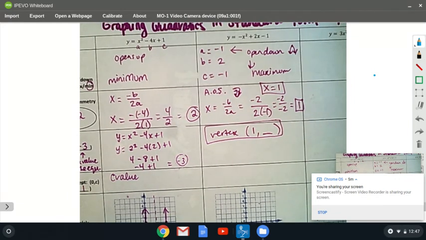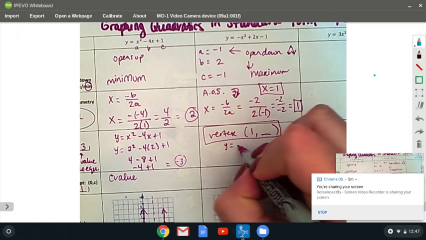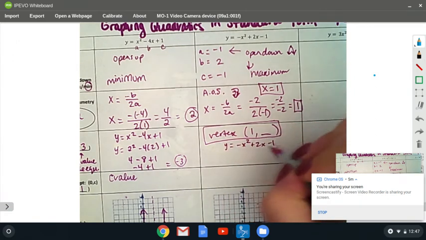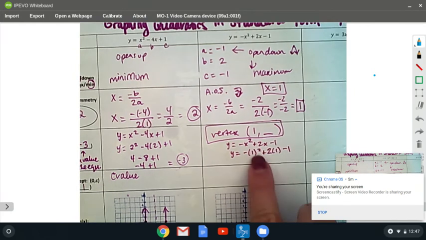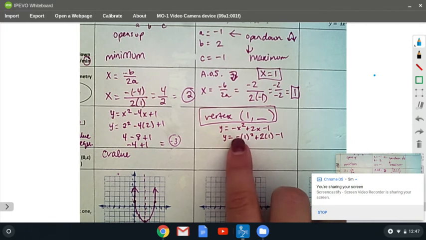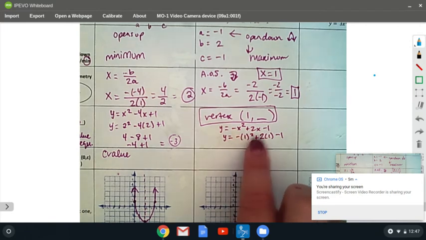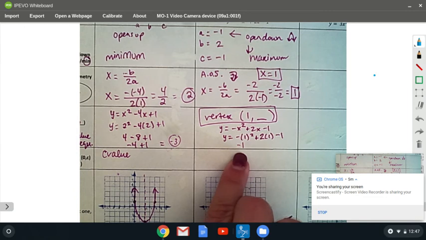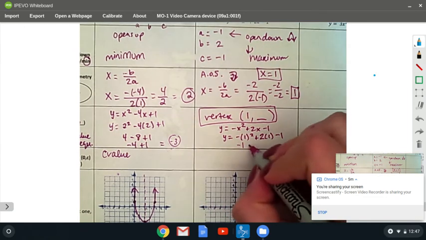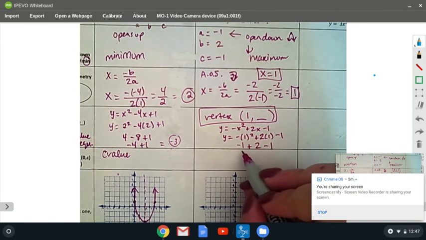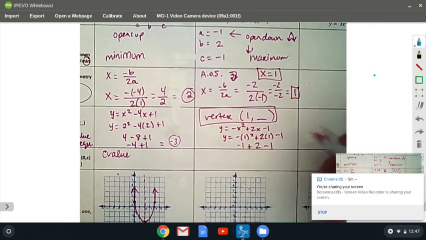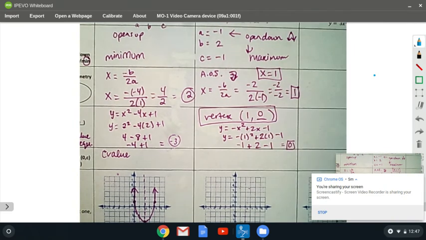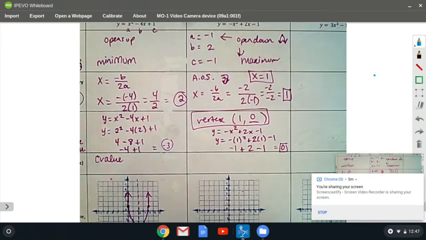In order to find the y value, I've got to plug this 1 into the equation. So this is the equation. I'm going to plug in a 1 for x. Notice that I put parentheses around that 1. That's because this negative is out front. That's not what's being squared. Okay, so 1 squared is 1, but then you have to put that negative in front of it. That's very important. Then I get 2 and minus 1. So negative 1 plus 2 gives me positive 1. Minus 1 is going to be 0. So your vertex is 1, 0.